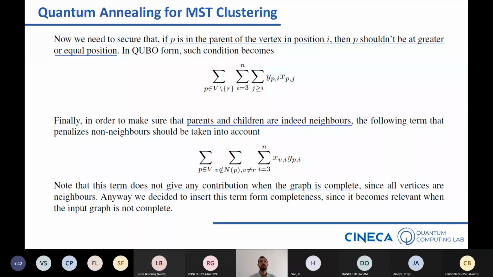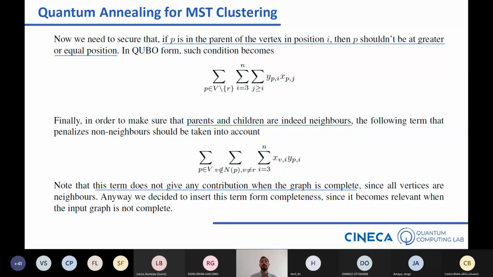Then we can add other constraints. This constraint basically ensures that the graph is a tree, which is what you're looking for. It tells you that if vertex p is the parent of some vertex in position i, then the parent should be in a position that is smaller than the position of its children. This term penalizes the opposite, when the parent has a label in the ordering that is larger than the one of the children. So, for example, the root has 1 and cannot be 2, and a child of the root cannot be in 1.